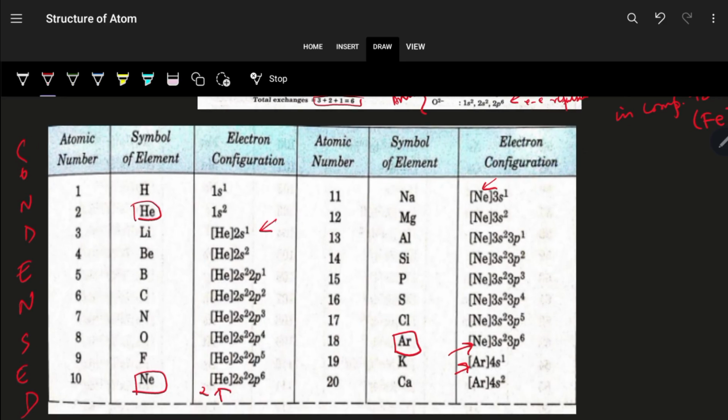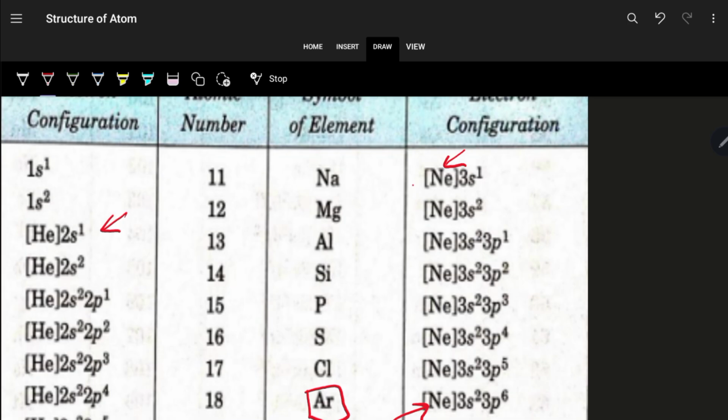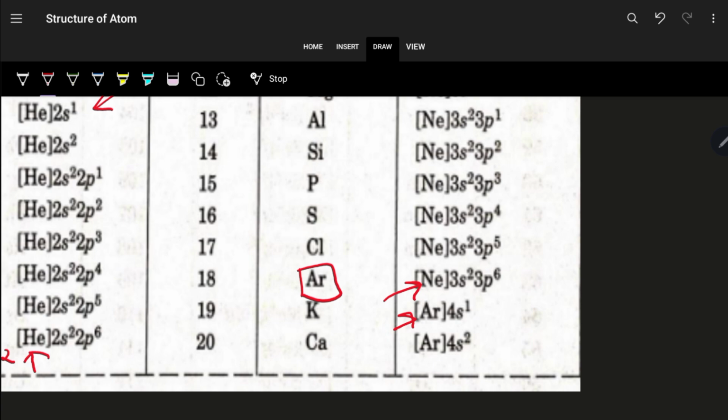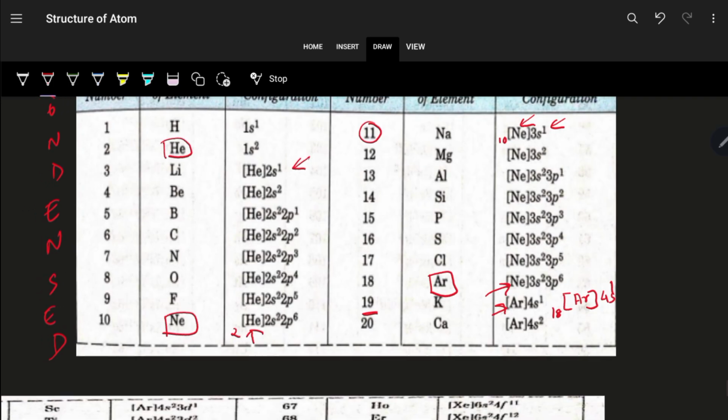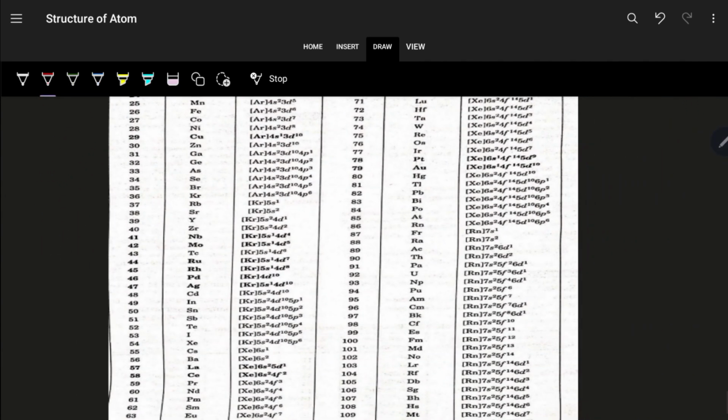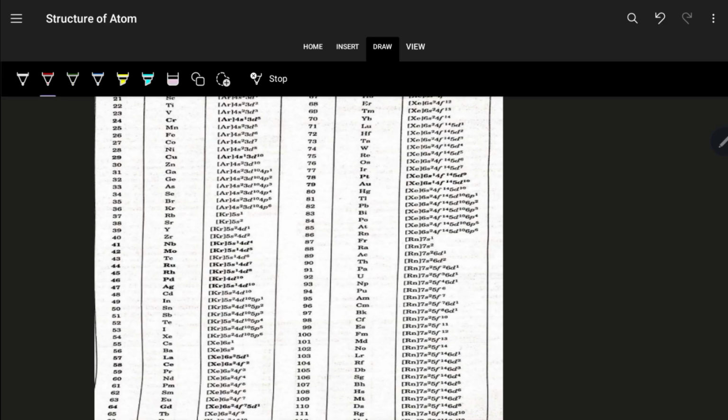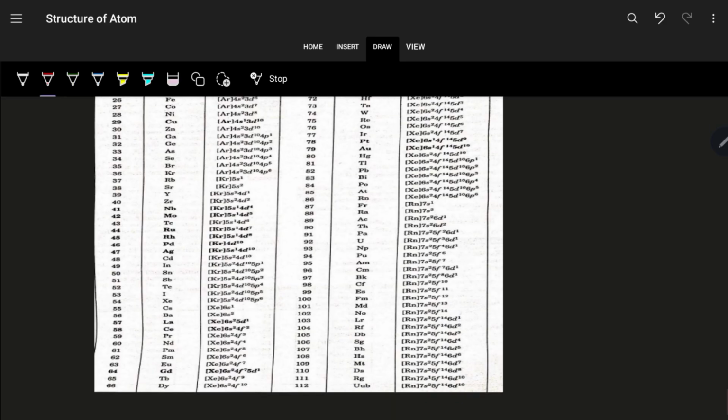When you are telling neon and you are writing the electronic configuration, neon means 10. So 10 electrons of neon, and the 11th one you are giving in 3s. So 3s1. Argon has atomic number 18. So when you are writing elements beyond argon, you have to consider it to be argon 18, and then if it is 19, then it goes to 4s1. 20, it will again go to 4s2. Till 20 it is over here, and rest the entire table I have given for your reference. Whichever element you need, you can get it.